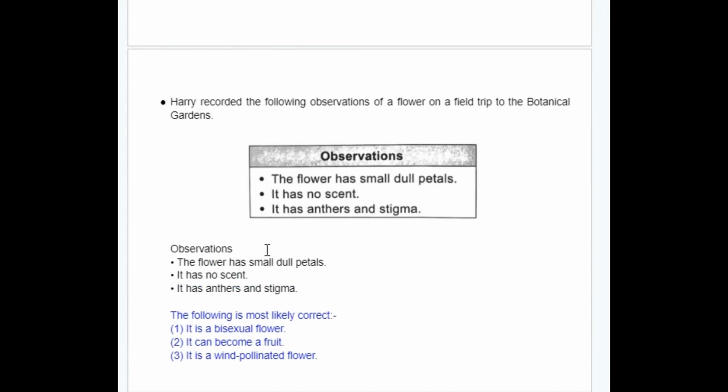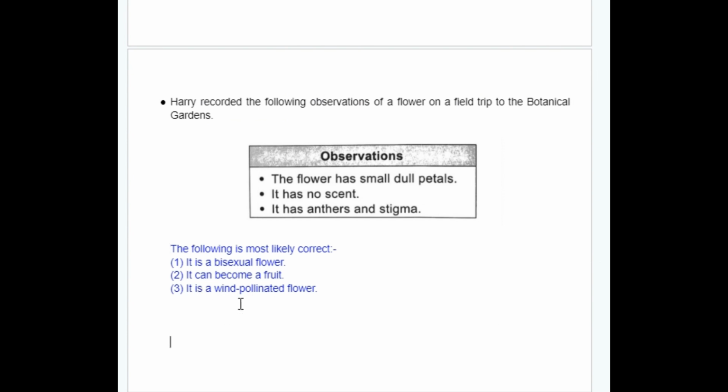Harry recorded the following observations of a flower on a field trip to the botanical gardens. Observations. The flower has small dull petals. It has no scent. It has anthers and stigma. The following is most likely correct. 1. It is a bisexual flower. 2. It can become a fruit. 3. It is a wind-pollinated flower.